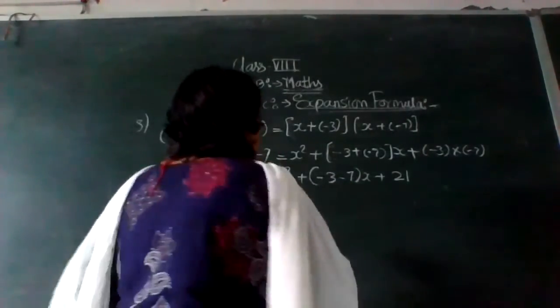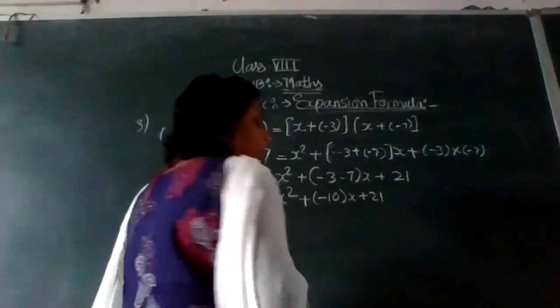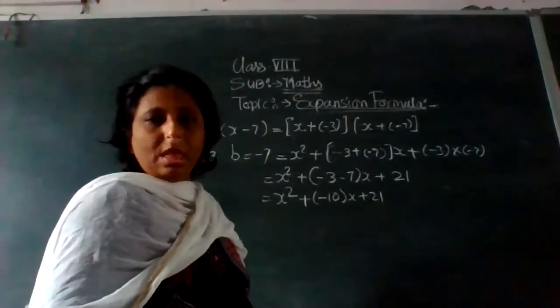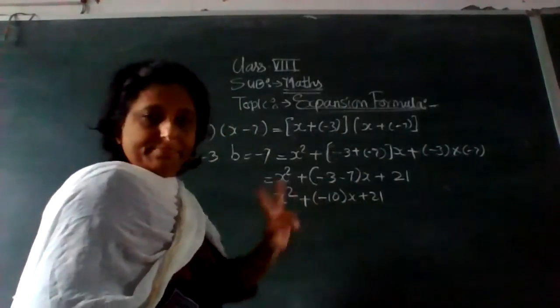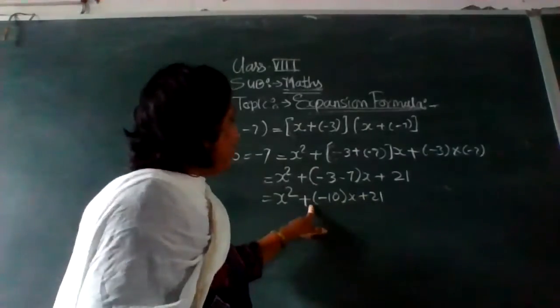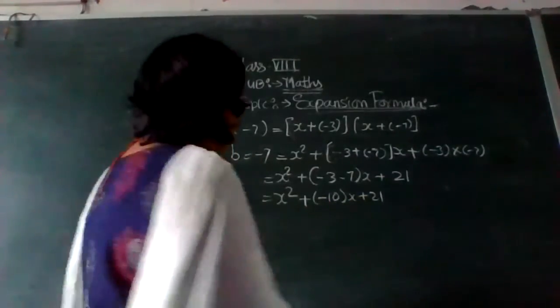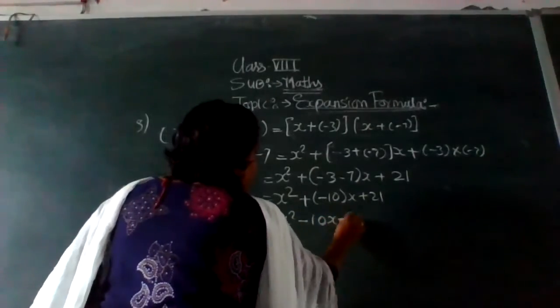So answer will be -10x + 21. So here again you have a gap. Two signs hain, uska hum kya banayenge? One sign, that is plus minus, that is equal to again minus, that is equal to x² - 10x + 21.